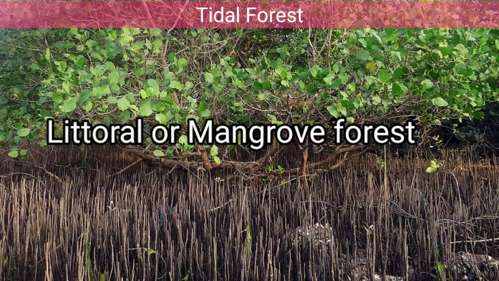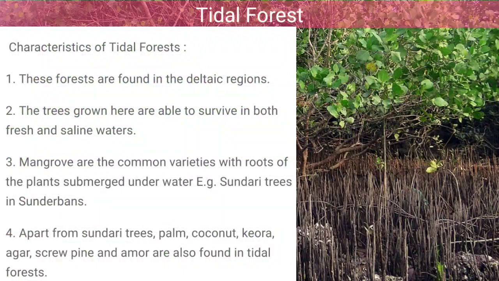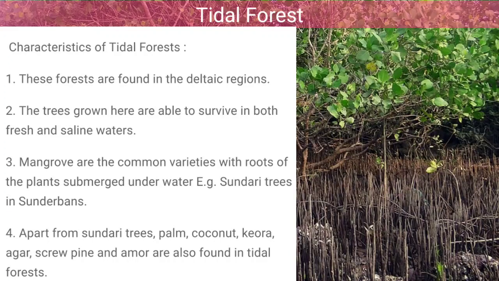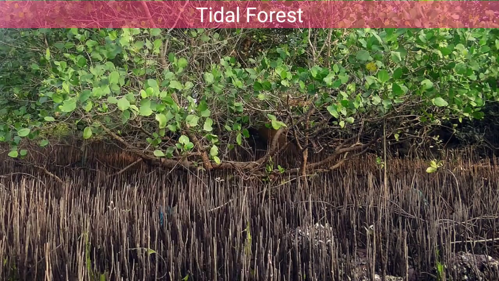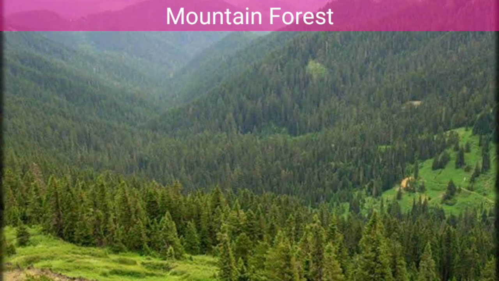Now, tidal forest, also known as littoral or mangrove forest, is especially found in the deltaic region. It can survive in both fresh and saline waters. Mangroves are the variety with roots submerged under the water, also known as breathing roots. Apart from sundari trees, coconut, keora, agar and screw pine are also found. They are mostly found in the delta regions of the Sundarbans, Mahanadi and Godavari rivers.